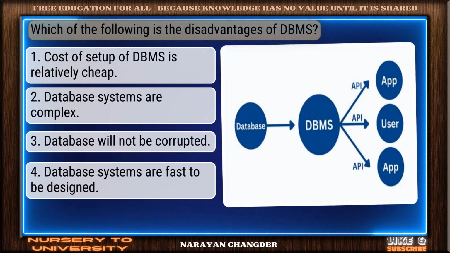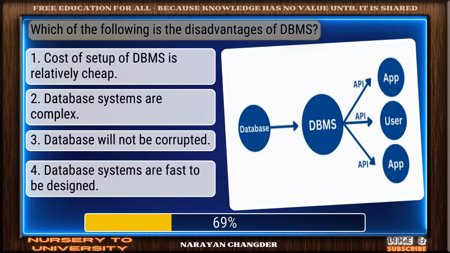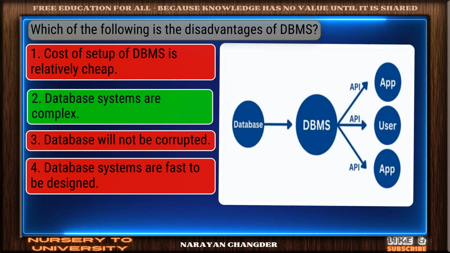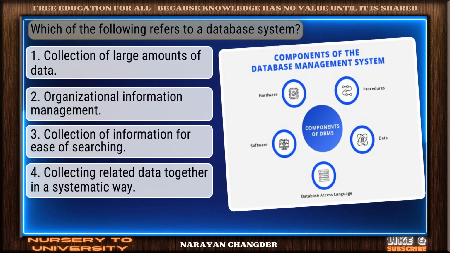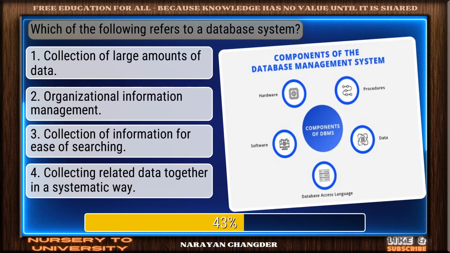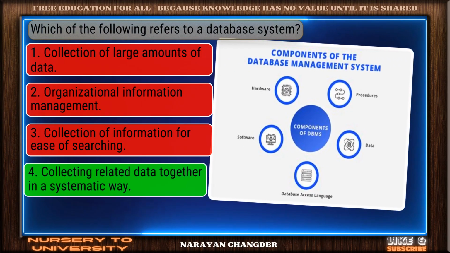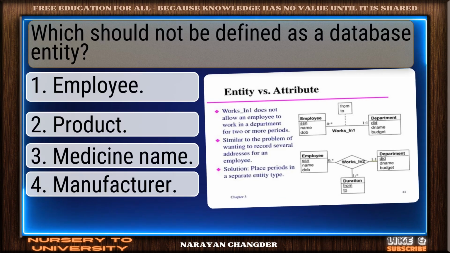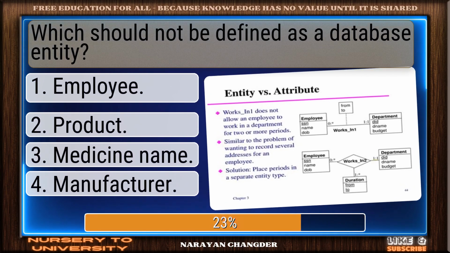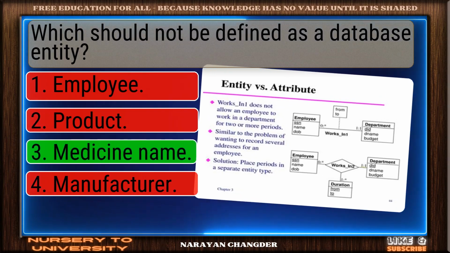Question number 57. Which of the following is the disadvantages of DBMS? Well picked. Database systems are complex is the correct answer. Question number 58. Which of the following refers to a database system? Well reasoned. Collecting related data together in a systematic way is the correct choice. Question number 59. Which should not be defined as a database entity? Nice work. You chose medicine name, and it is correct.